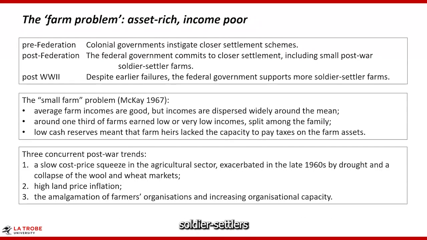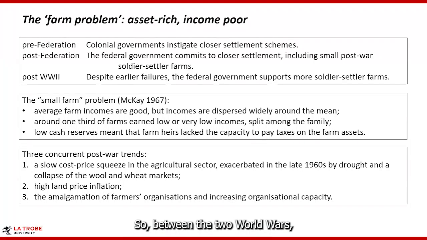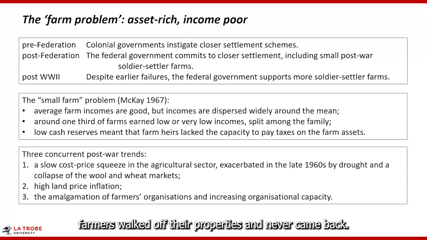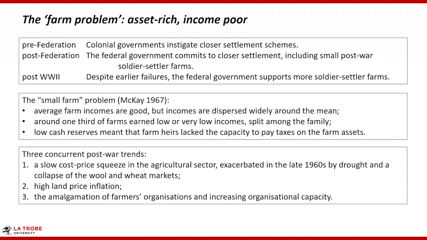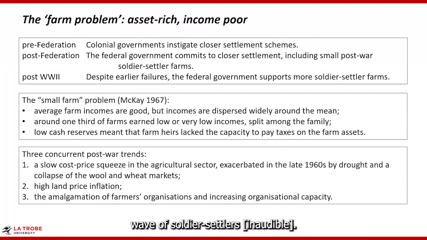Around 30,000 soldier settlers and an additional 150,000 immigrants were settled on the land in this way before and after the First World War. To a large extent, this initiative was a terrible failure. Most of the farms were too small and too poorly resourced to last very long. So between the two world wars, approximately half of the first settlement farmers walked off their properties and never came back. Those that remained on the land were joined by a second small wave of soldier settlers after World War II.